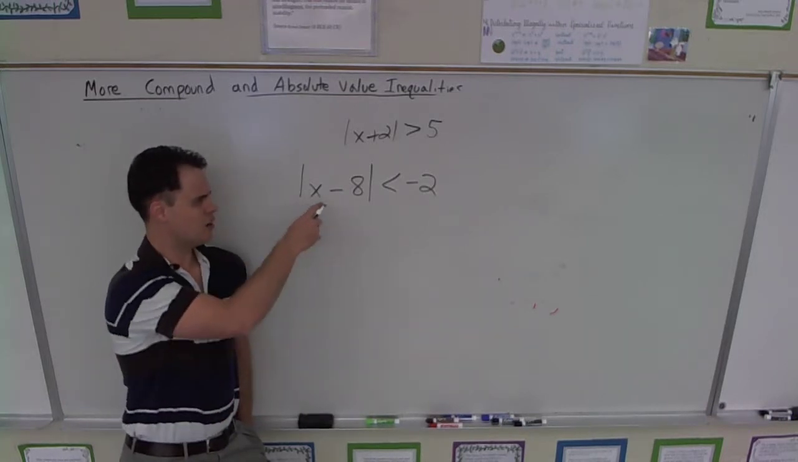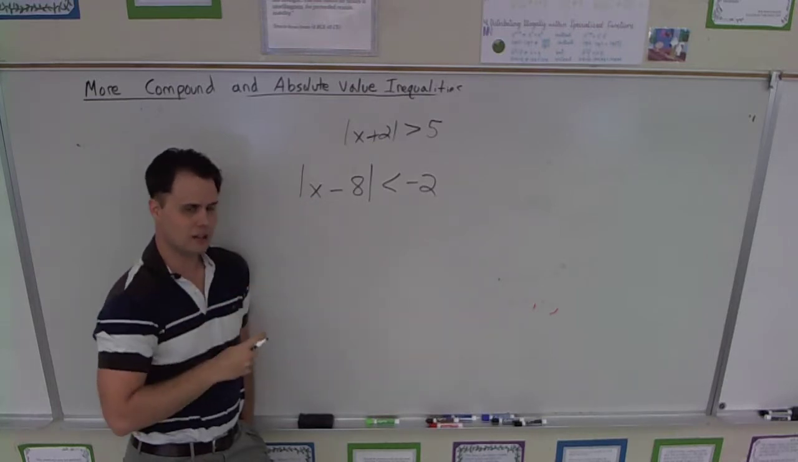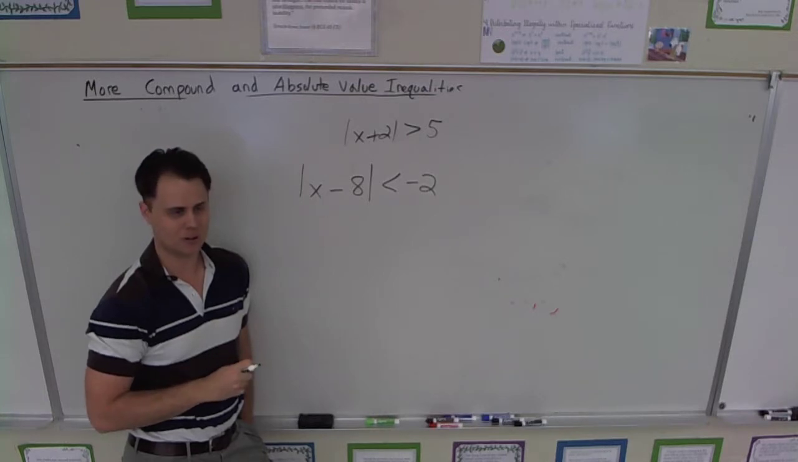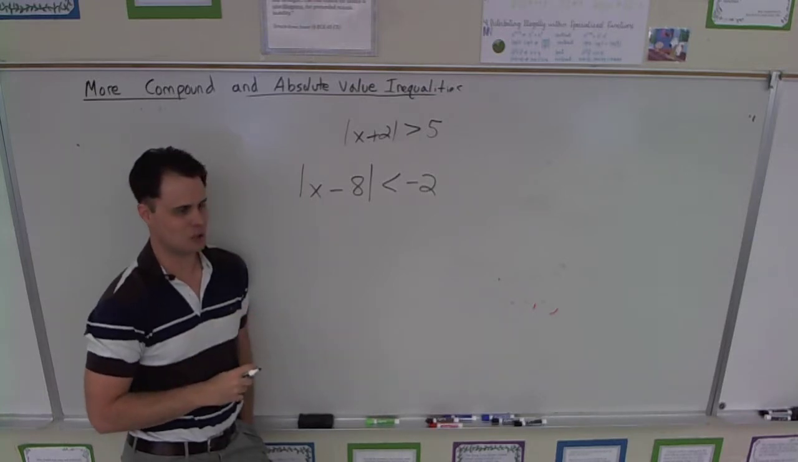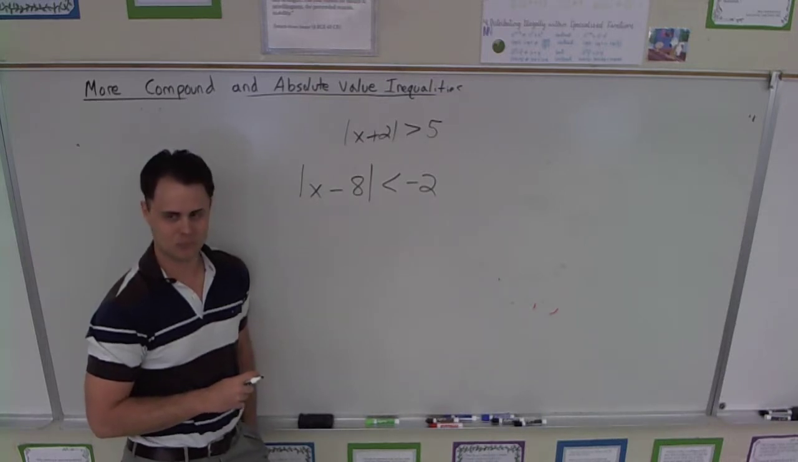What kind of thing comes out of this? No matter what x value you put in, ultimately, what's going to be on the left-hand side? What kind of number? Positive. Positive number. So this says a positive number is less than negative 2. Can that be true? No. So what's the answer to this problem?